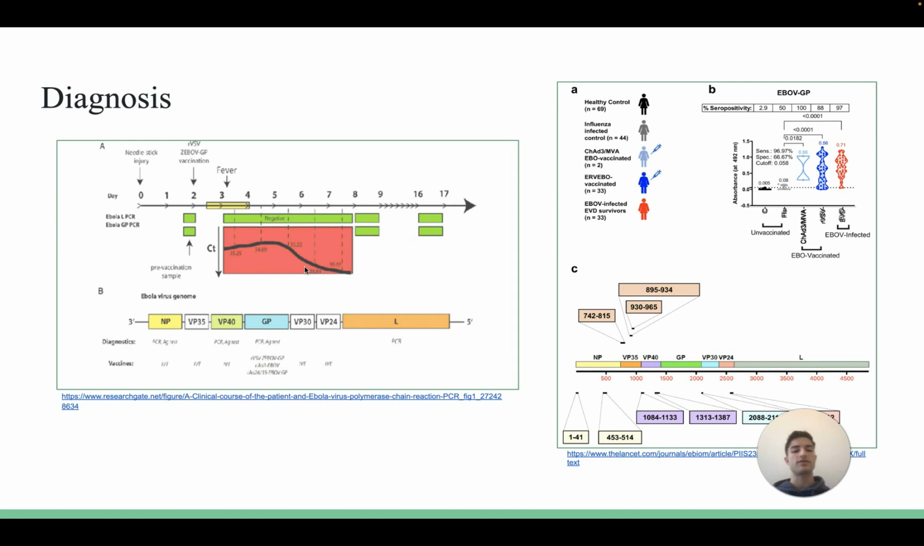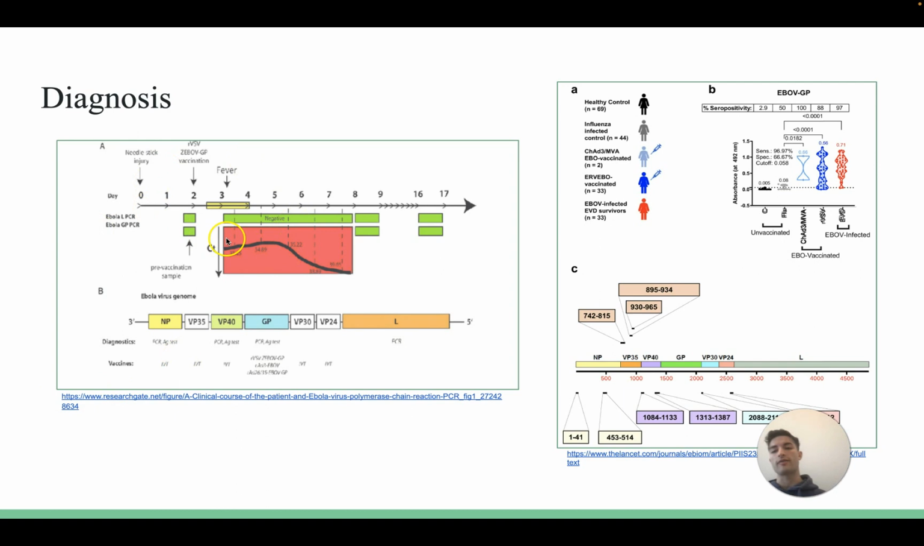So PCR can test for genetic markers of the virus and is highly sensitive and specific, making this a credible method. You also have antigen capture enzyme-linked immunosorbent assays, or ELISA assays, which test for antigens in the blood of potentially infected individuals, and it is used in the early stages of infection. You also have serology assays, which test for antibodies to the Ebola virus in the bloodstream and are generally used in the later stages of infection because antibodies take time to develop.